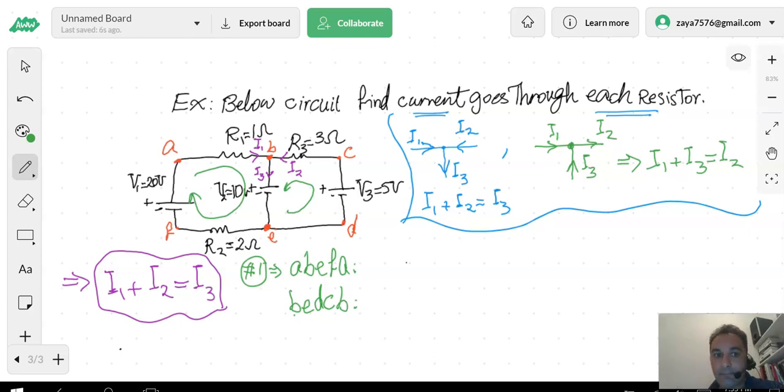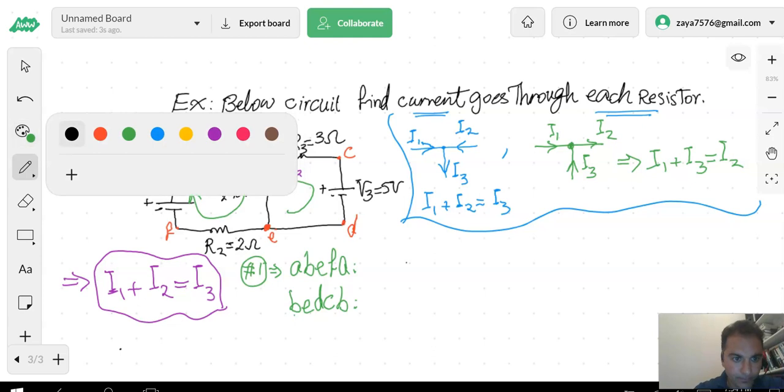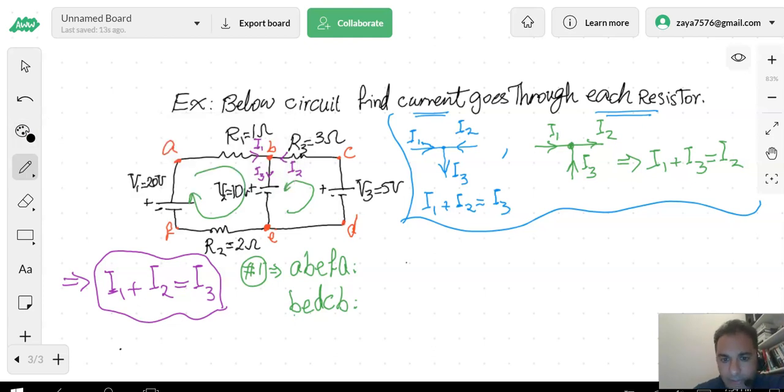The second law says the total voltage in a closed circuit is zero. Do not forget this, all right? Therefore, what I can do is write sigma voltage is zero for each circuit. For each circuit, pay attention.